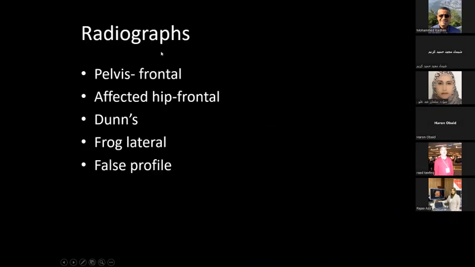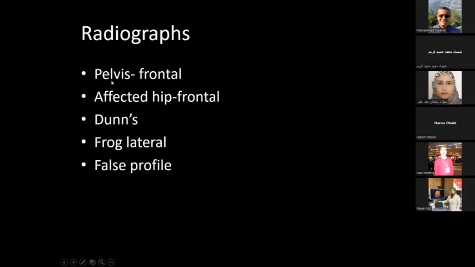How do we image the labrum? Firstly, when we have patients referred for labral pathology or femoroacetabular impingement, we start with radiographs. This is the set of radiographs we perform on all patients who present with a symptomatic hip, particularly a mechanical hip disorder. Most of these patients are young, so they are not like degenerative hip disease.